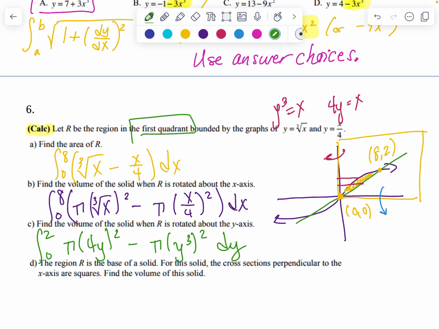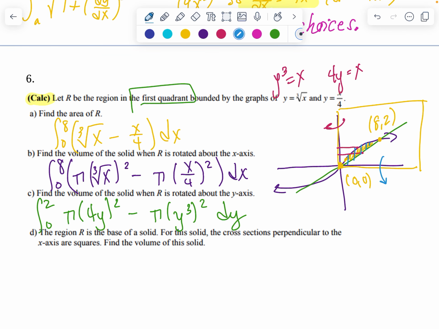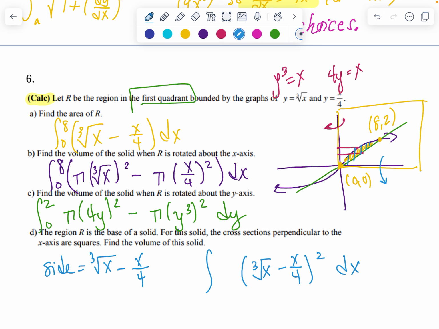And then the last part is a projected solid. So we want perpendicular to the x-axis. So these blue lines that I'm drawing are the edges of the squares that are going to pop straight out at us. So the length of a side in this case would be the cube root function minus the linear function. And so area of a square is side squared. So I'm going to take the side and square that total.